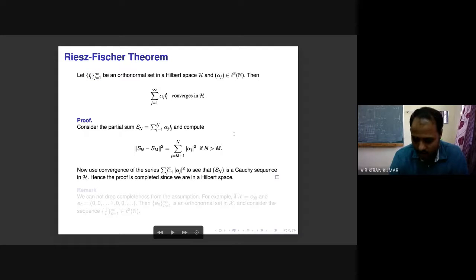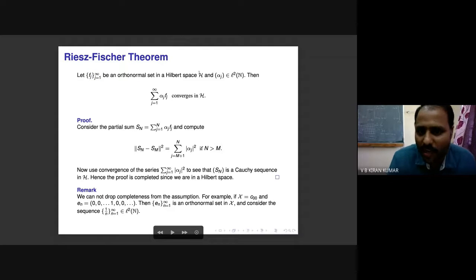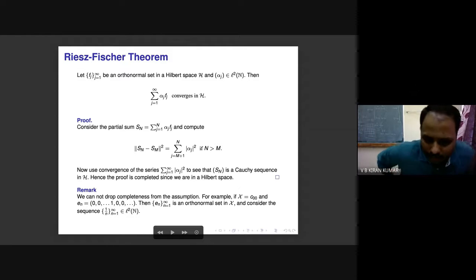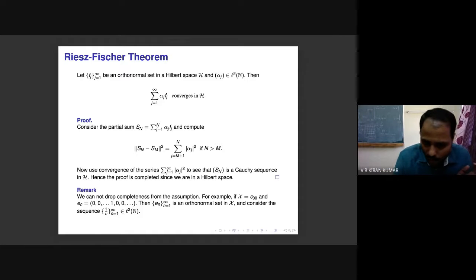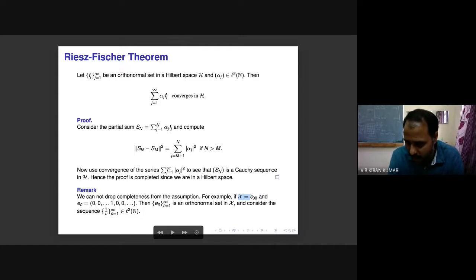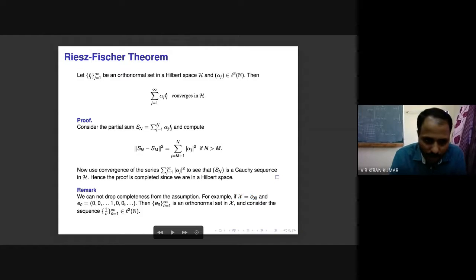Now the thing is, do we really require completeness there? Can we do the same thing in an incomplete space? In fact, no. You cannot drop the completeness assumption. For example, you know that C00 is not complete. You consider en equal to 0, 0, 1, etc., the standard orthonormal set. You can easily see that this is an orthonormal set in C00.